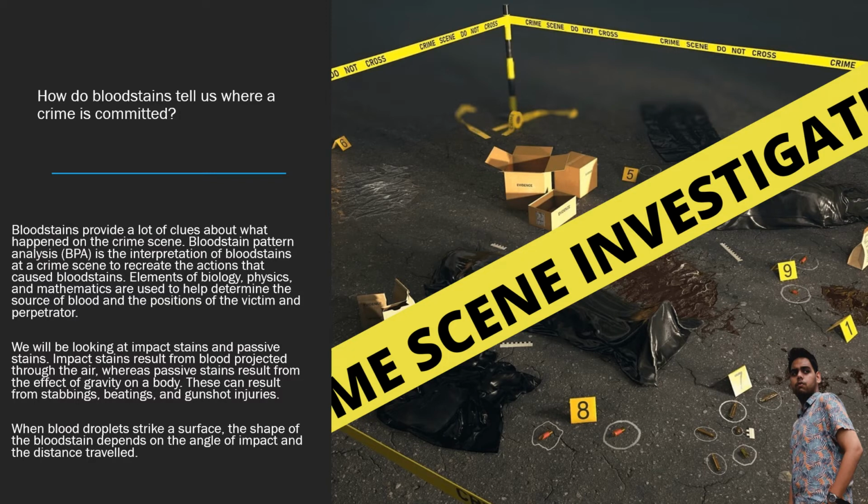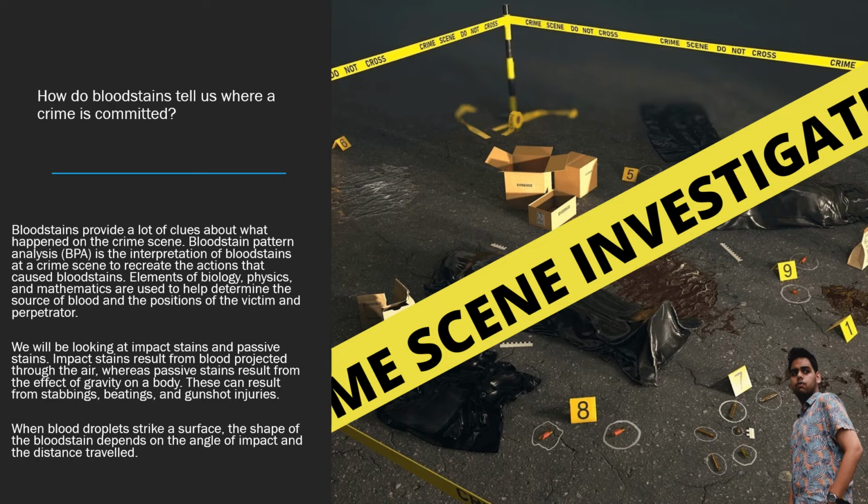Stains tell us where a crime was committed. Bloodstains provide a lot of clues about what happened at the crime scene. Bloodstain pattern analysis (BPA) is the interpretation of bloodstains at a crime scene to recreate the action that caused the bloodstains. Elements of biology, physics, and mathematics are used to help determine the source of blood and the position of the victim and perpetrator. We will be looking at impact stains and passive stains.